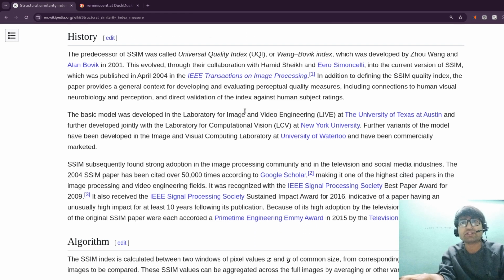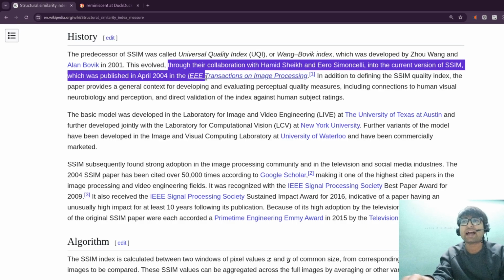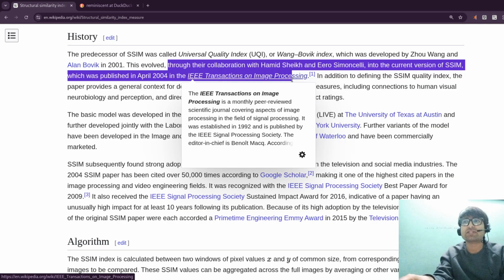Let's read about the history. The predecessor of SSIM was the Universal Quality Index, or Wang-Bovik Index, which was developed by Zhou Wang and Alan Bovik in 2001. This evolved through their collaboration with Hamid Sheikh and Eero Simoncelli into the current version of SSIM, which was published in 2004 in IEEE Transactions on Image Processing.